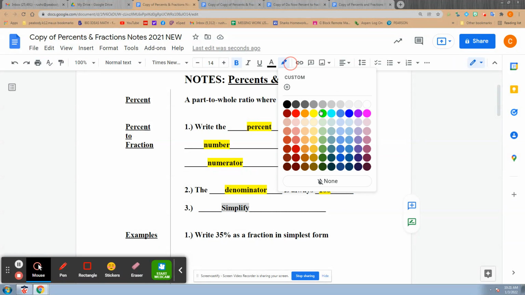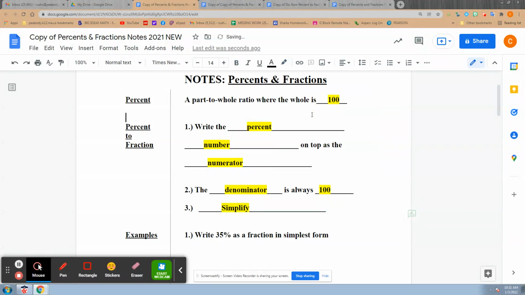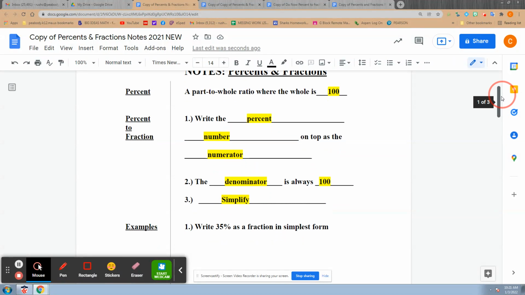Okay, so there's our steps. We write the percent number on top as the numerator. The denominator, which is the bottom number, is always 100, and we simplify if possible. All right, let's do a couple examples.